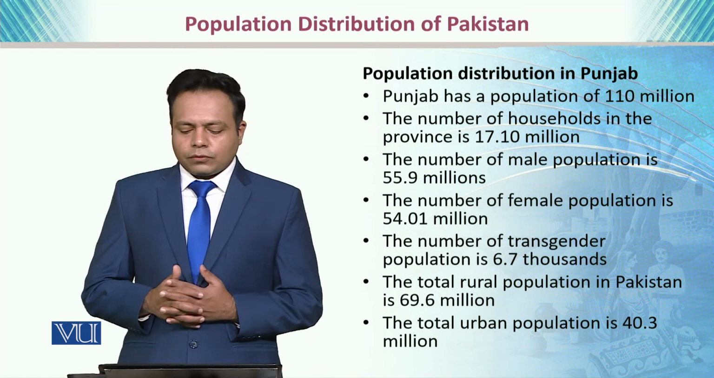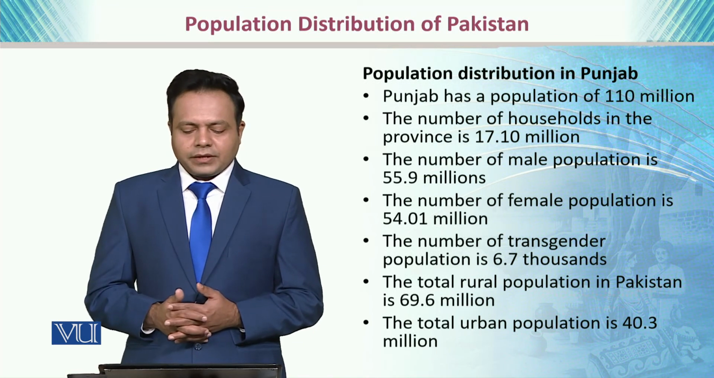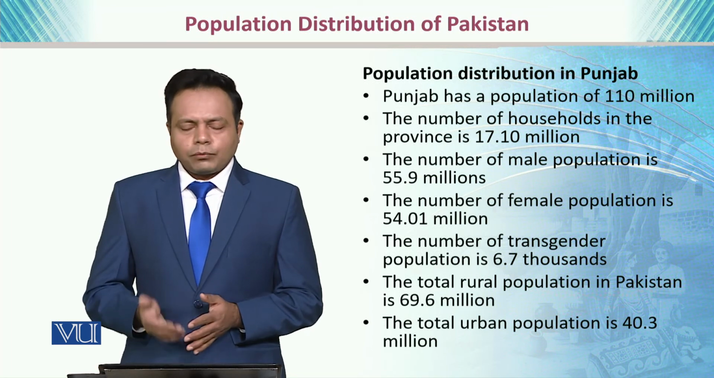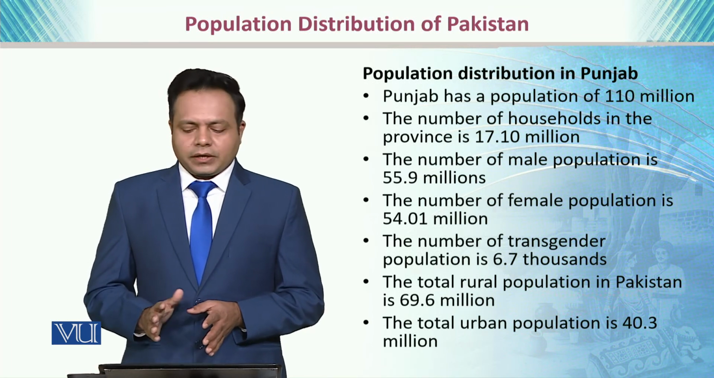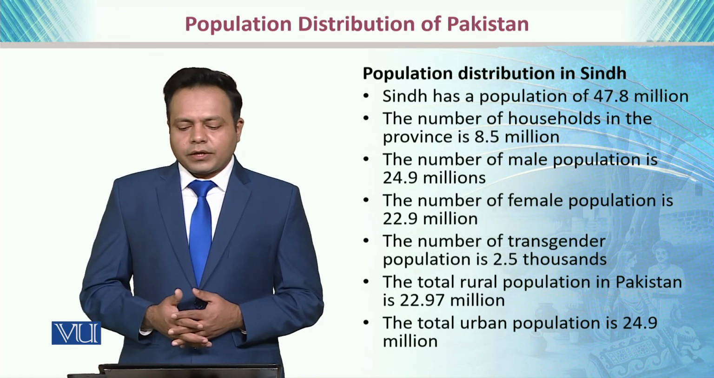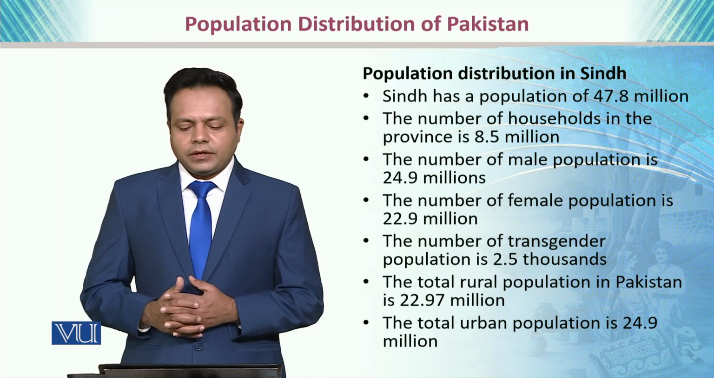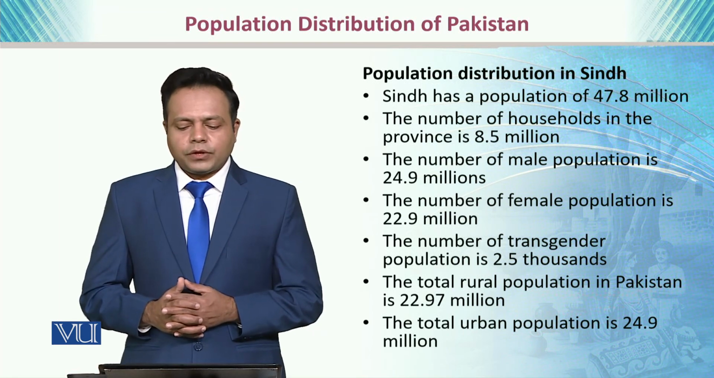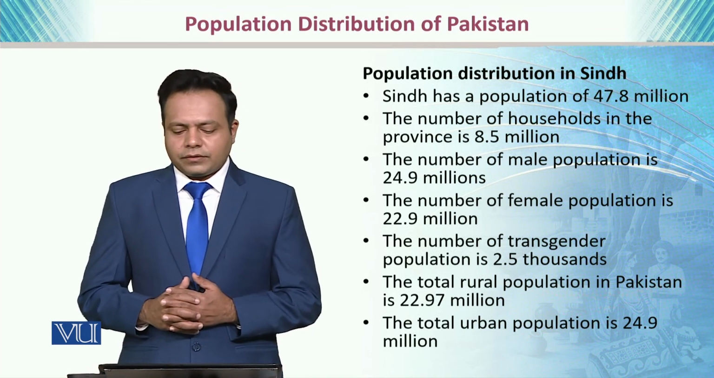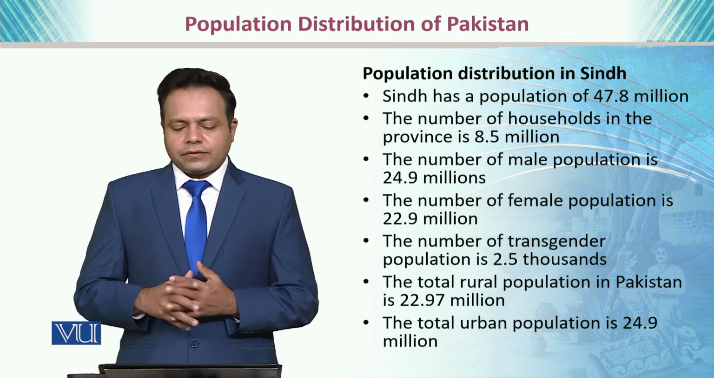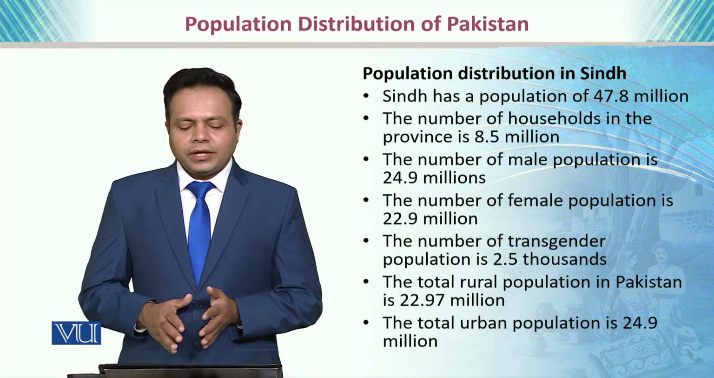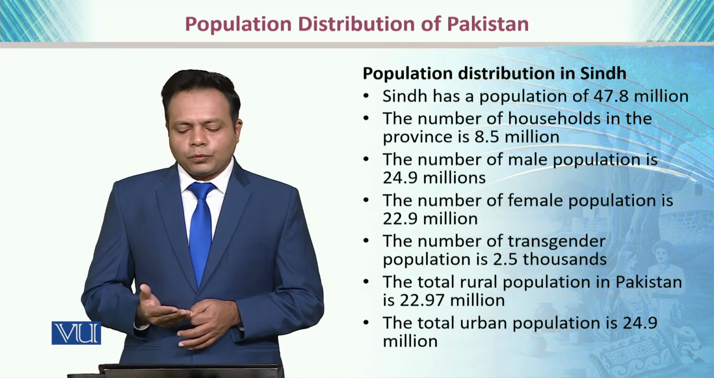The total rural population in Punjab is almost 70 million, whereas the urban population is estimated to be around 40 million. Similarly, if we consider these statistics for Sindh, it has a total population of 47.8 million. The number of households is 8.5 million, whereas the male population is 24.9 million as compared to the female population, which is 22.9 million.